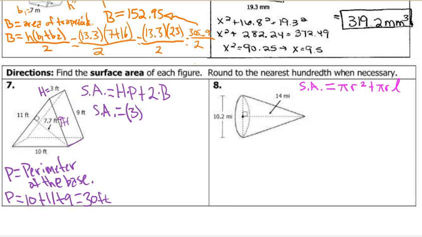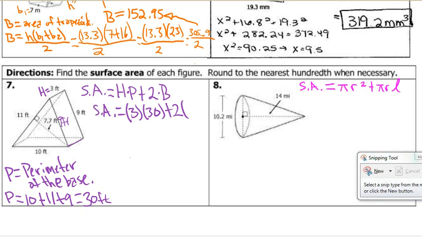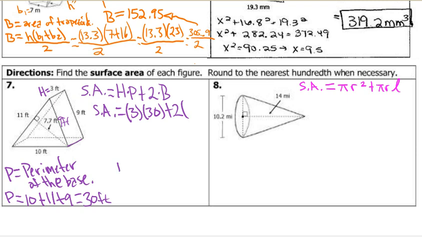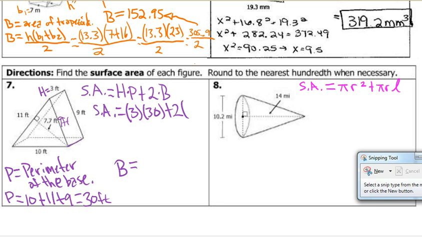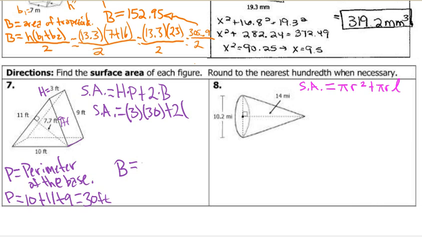H is 3, my P is 30, plus 2 times area of the base. Now the area of the base is just a triangle, area of a triangle, so I have my height here. So let's do B equals 11. So the whole thing, last time I only did half of it, 11 times my height is 7.7. And then all divided by 2. So then B equals 11 times 7.7.